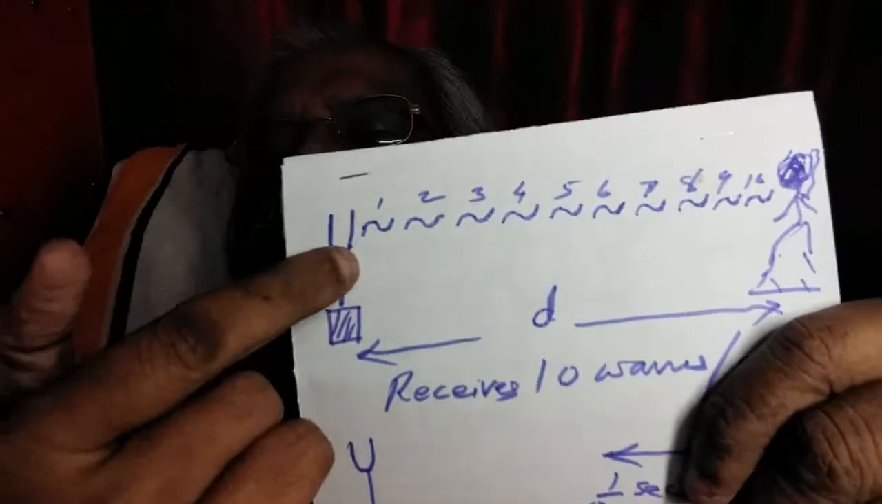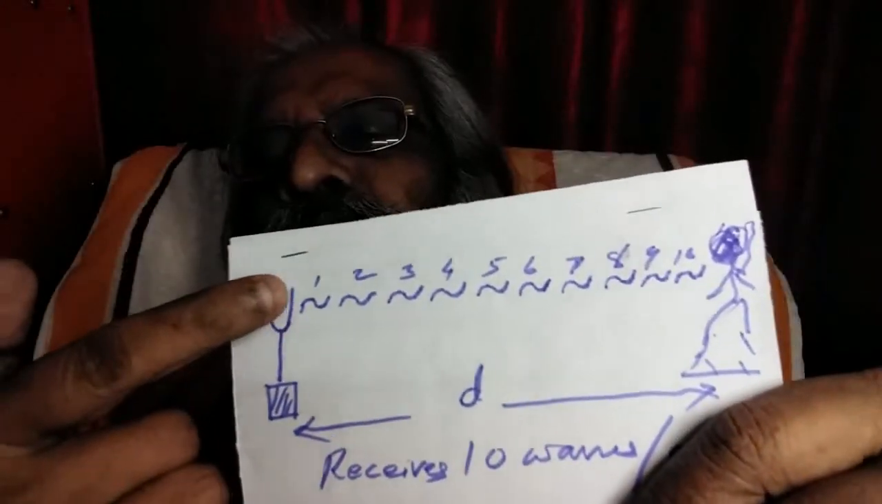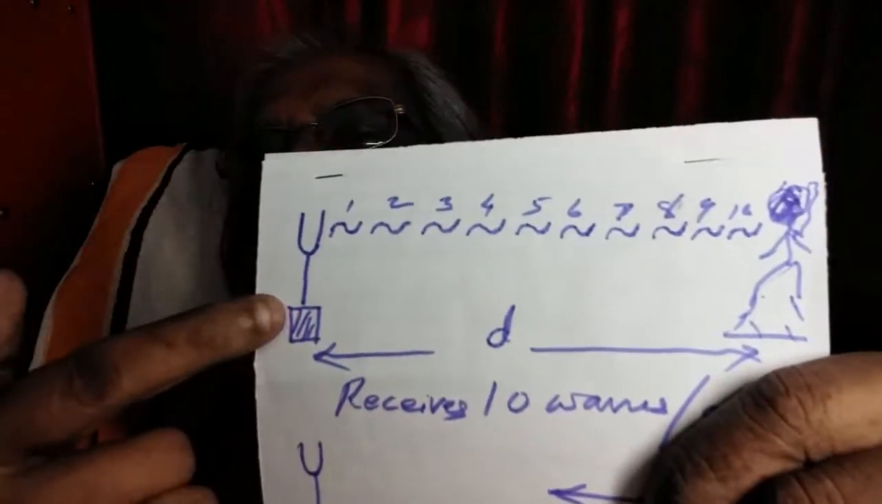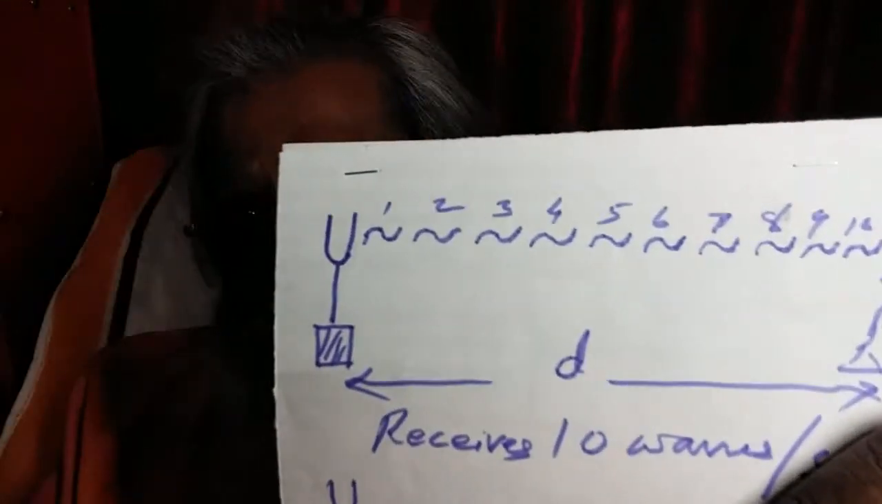As a simple example, suppose this be a source of sound. Let its frequency be 10. As a simple example, a sound of 10 Hz is infrasonic. We can't hear it, but for the time being, I take it as an example.